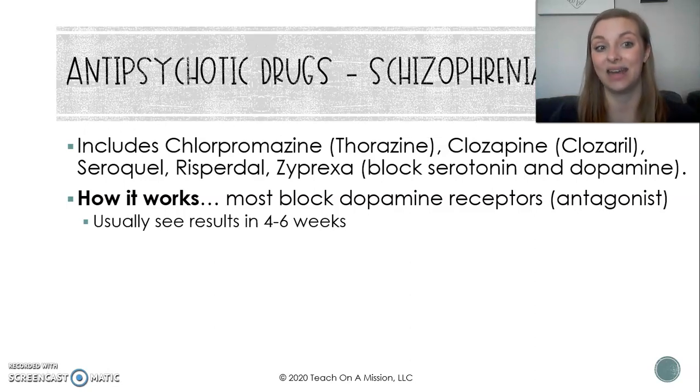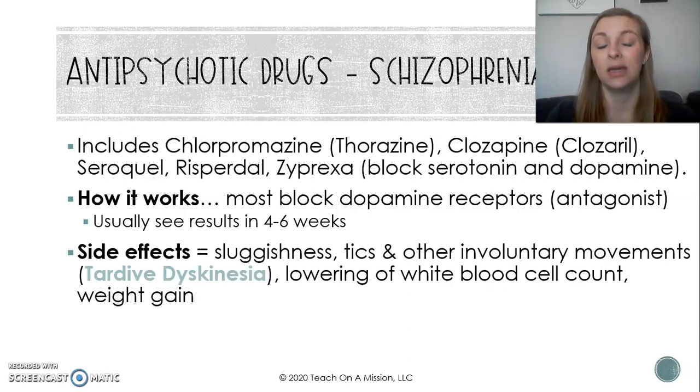So it's an antagonist, right? Usually we can see the results in about 4 to 6 weeks for this. However, there are side effects, right? Because we are blocking that dopamine, that feel-good drug, now we are feeling sluggish.